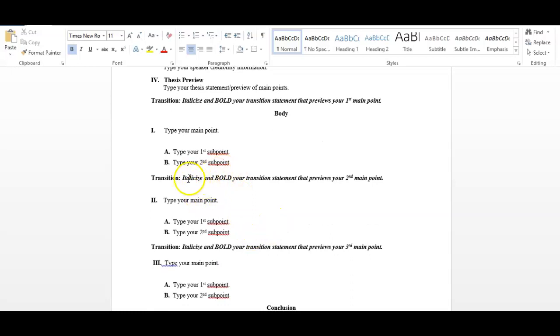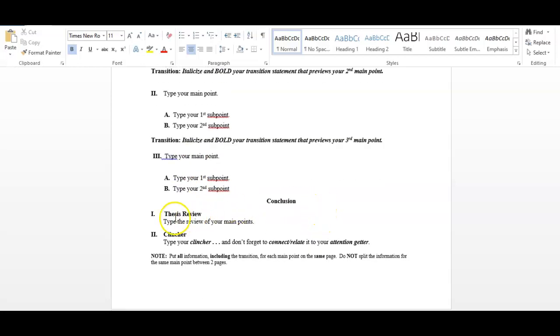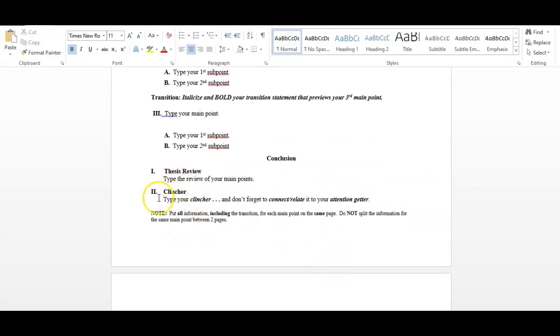At some point, you're going to transition from the first point to the second point. Again, these two should not be the same. And then from second to third. At the end, you're going to review the thesis. Now you should be able to understand type 2 diabetes and so on. And then end with a clincher for your audience. Okay?